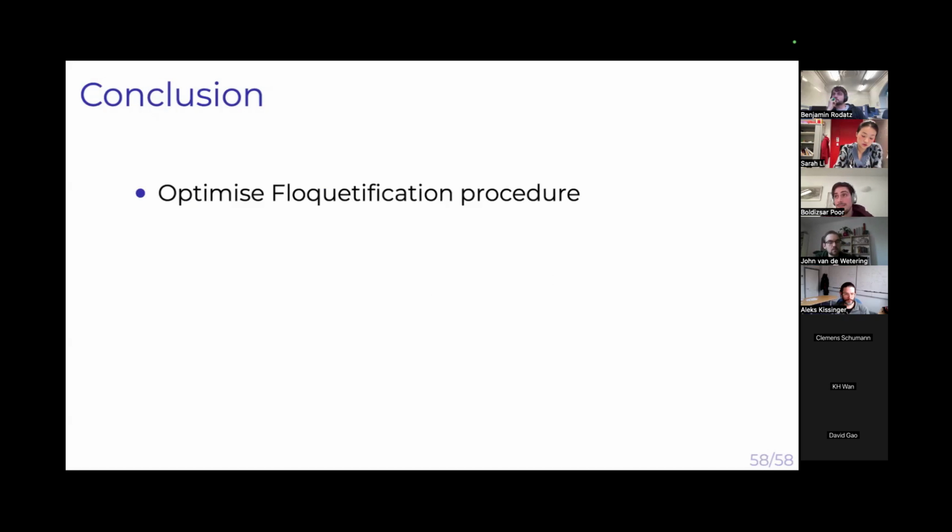So what have we done in this talk or in this paper? We have optimized the Floquetification procedure. Interestingly, our procedure requires fewer physical qubits than the one given by Teague, which was a very nice realization to see coming out.